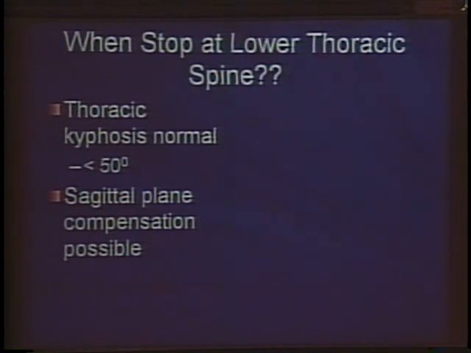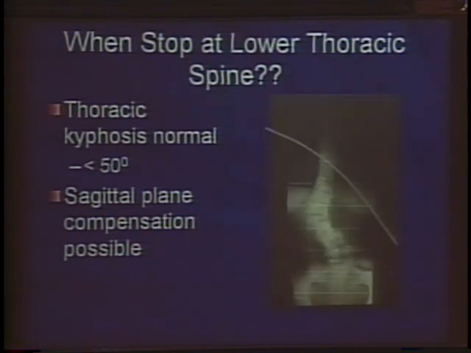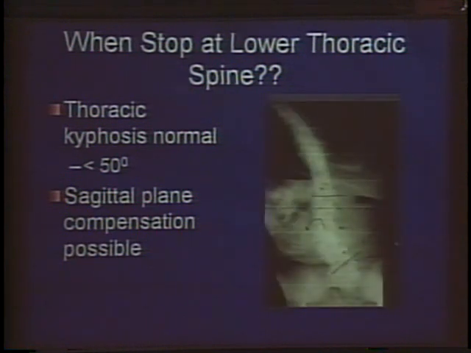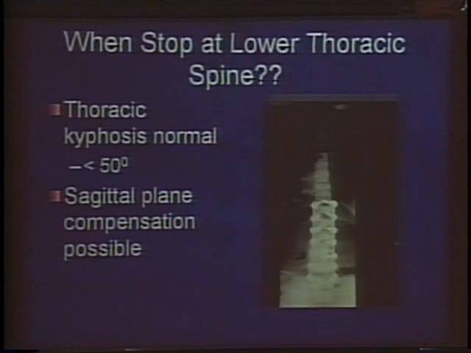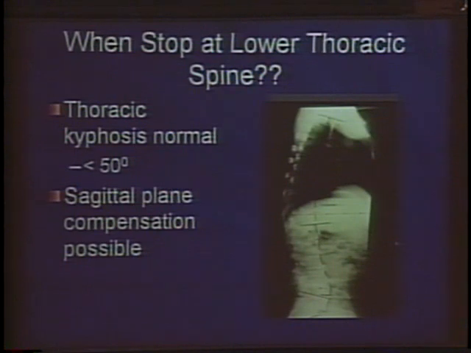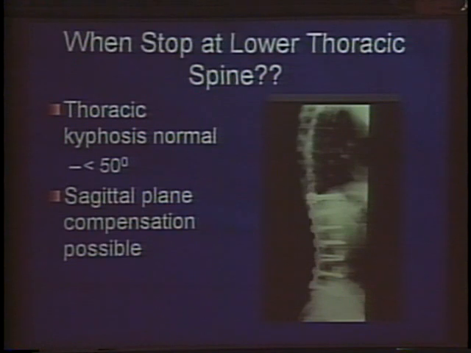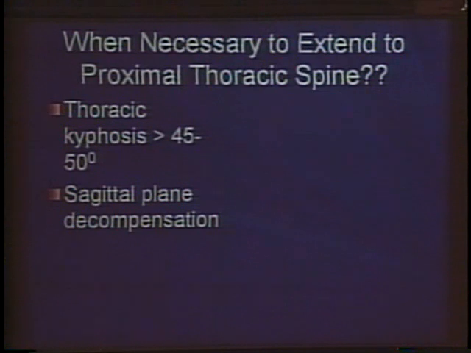Okay, when do we stop at the lower thoracic spine? I think if the thoracic kyphosis is normal, and I used to say less than 50, probably less than 40 or 45 degrees, and when you can compensate in the sagittal plane, and bending films are useful to determine that, that's sagittal bending films. And here we see her AP, the lateral initially, thoracic kyphosis relatively normal, and she's compensated quite well and has a good outcome.